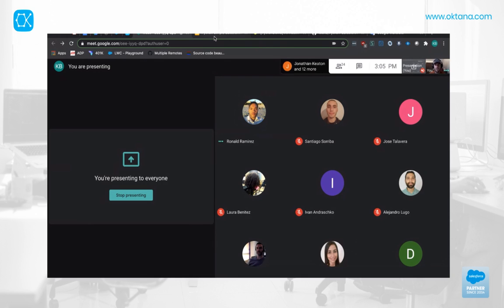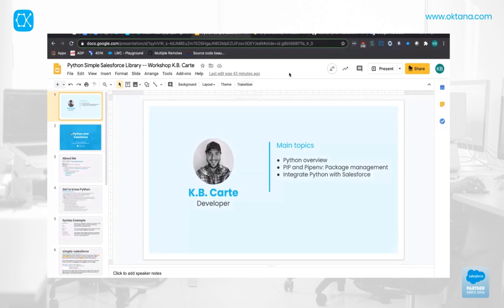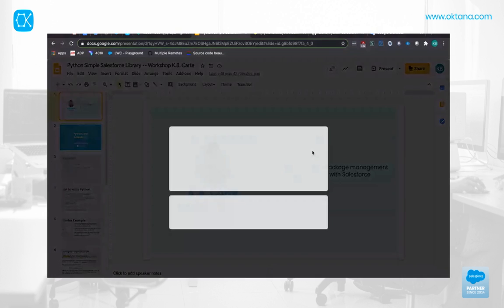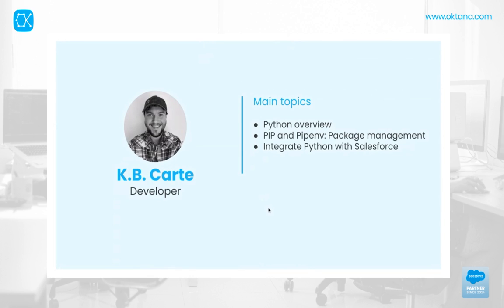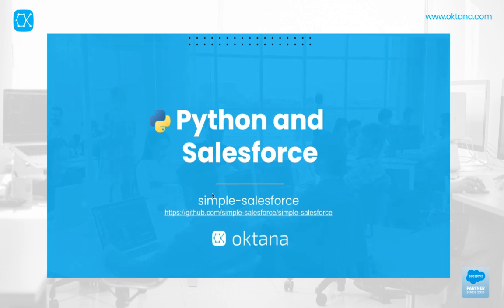Today, we will be going over Python and Salesforce. We'll be going over a little bit about Python, a little bit about pip and pipenv, and how we can use these to integrate with Salesforce. We are going to be using the simple Salesforce library. It is third party and open source and available here on GitHub. These slides will also be available in the demo repositories that I'm going to share with everyone. So let's just go ahead and jump right in.